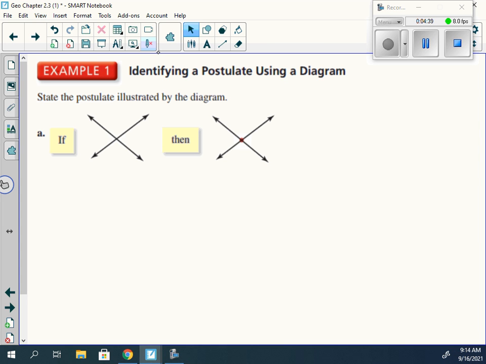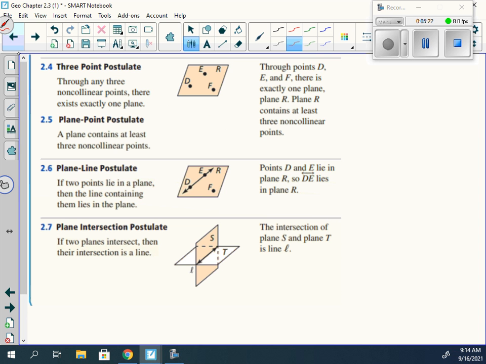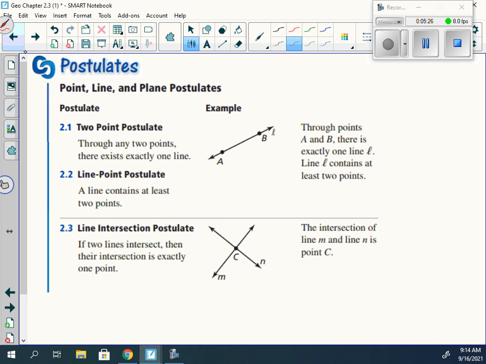So what is this picture illustrating? If what? Intersect, then what? Well, it's kind of hard to see, but there is a red dot right there. So we have if two lines cross, then what? They intersect at a point. What postulate is that? Line intersection postulate states what? If two lines intersect, then their intersection is exactly 1 point.